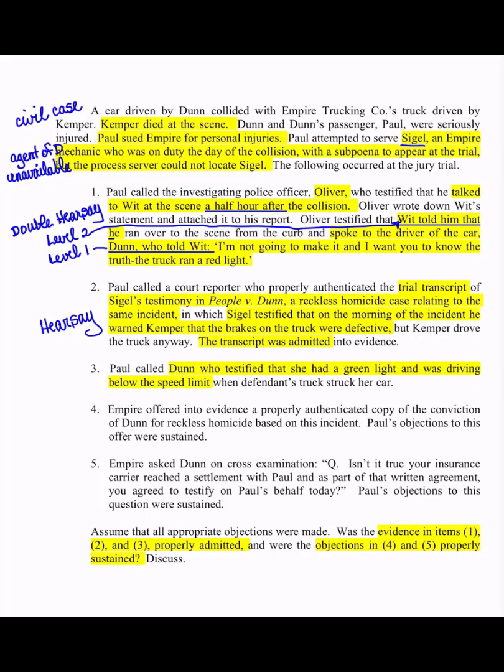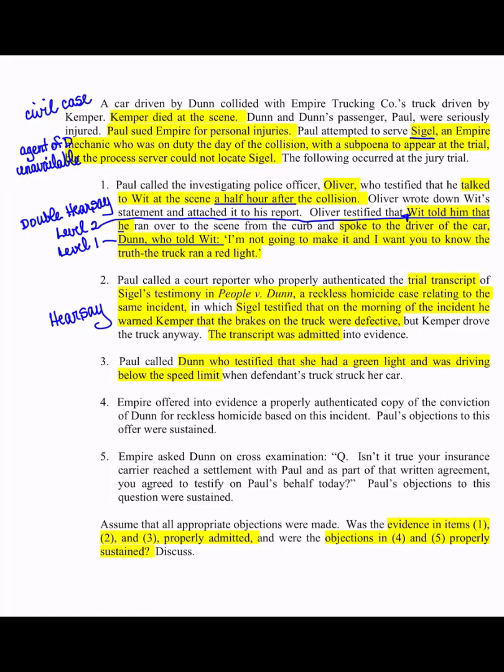What about call 4? And now we're into the area where we're supposed to answer the question of whether the objections were properly sustained. Call 4 says, Empire offered into evidence a properly authenticated copy of the conviction of Dunn for reckless homicide based on this incident. Paul's objections to this offer were sustained. Okay, what could the objections have been about?